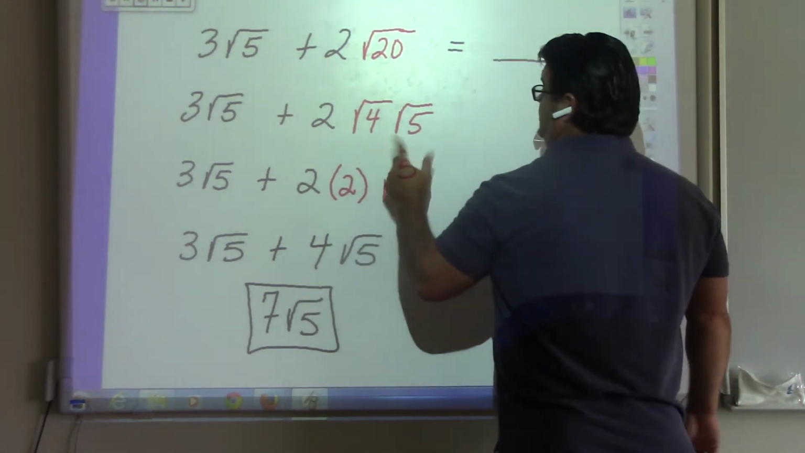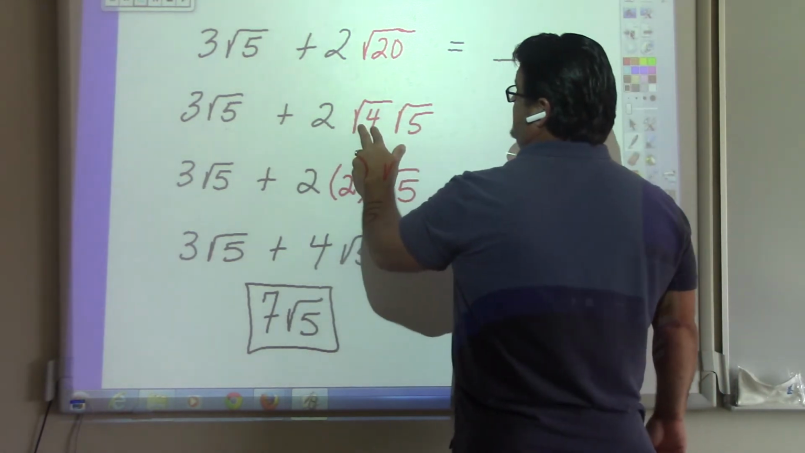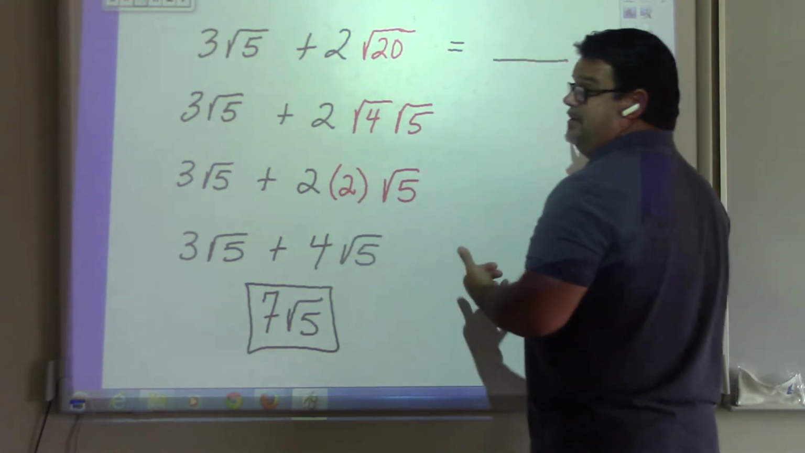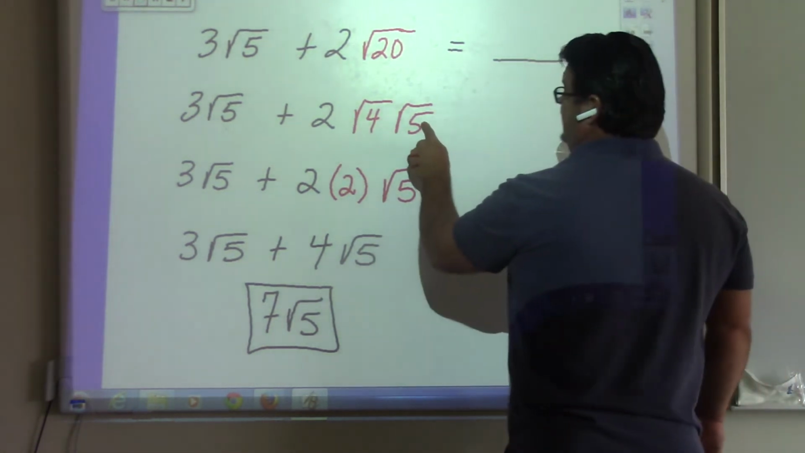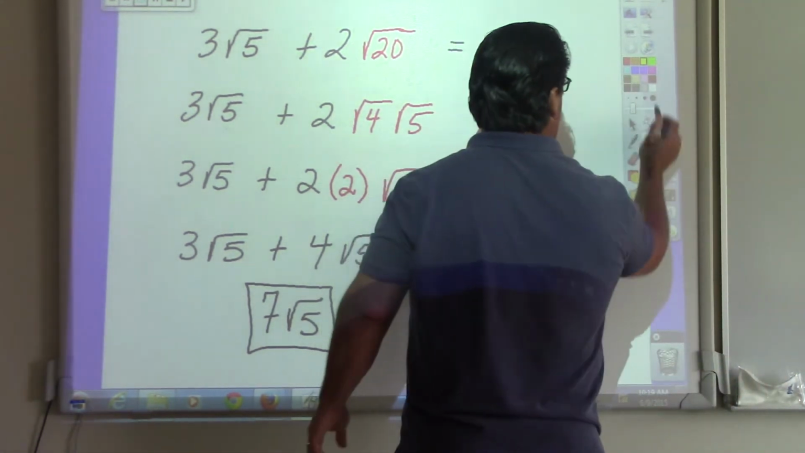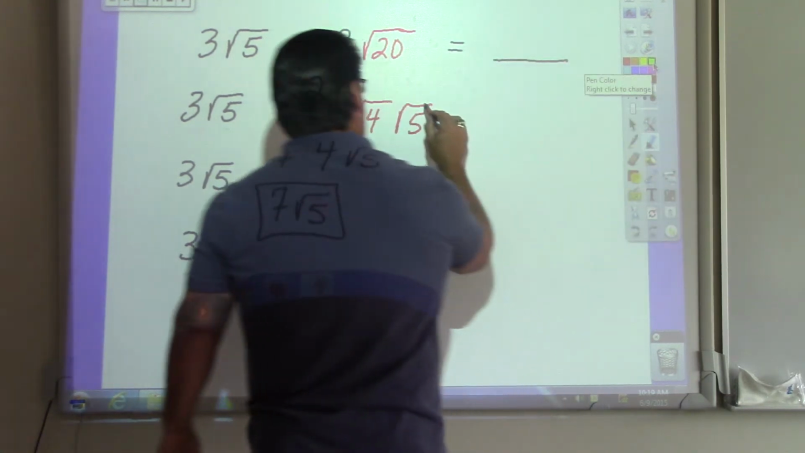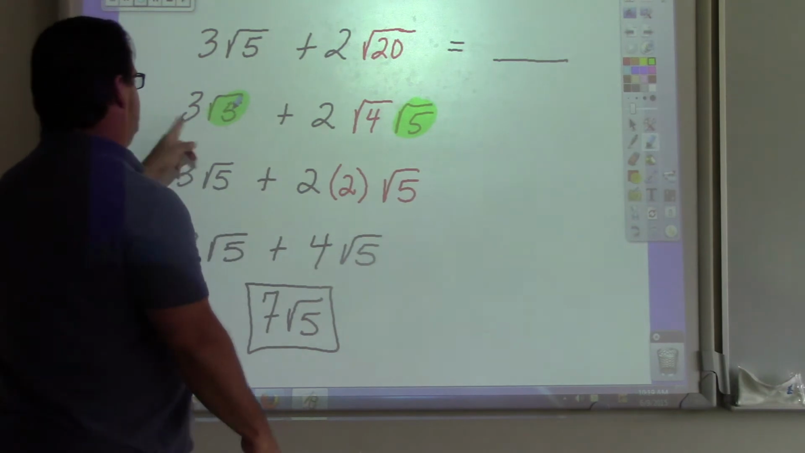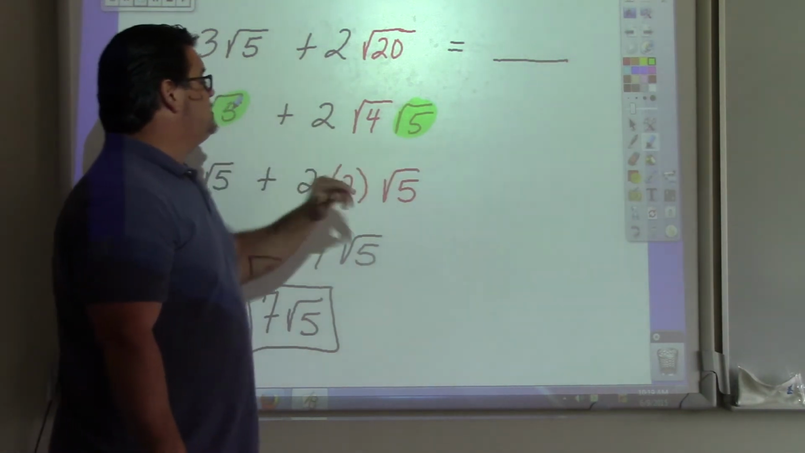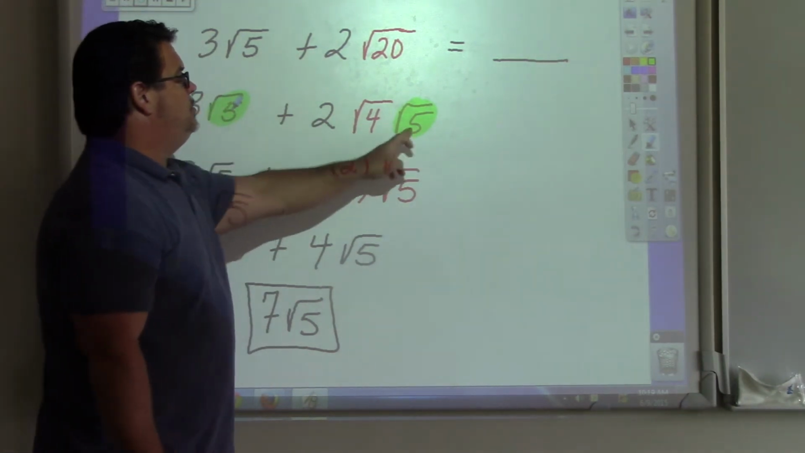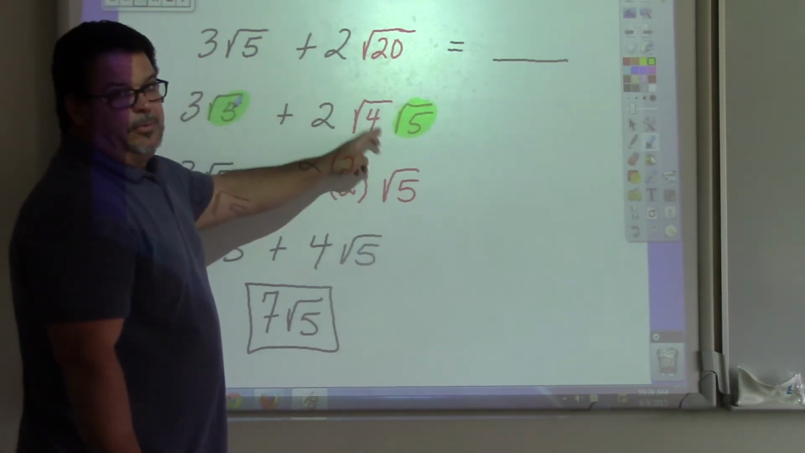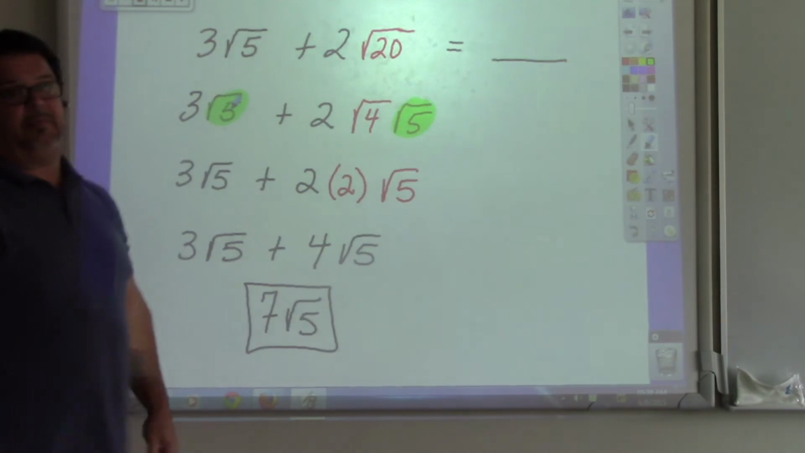Or this could be square root of 16, which is 4. 4 times 2 is 8, and that would be 8 plus 3, which is 11. But the main thing is to get this 5. The most important part is to get like what? Like terms. Just like the x's, 3x plus whatever x. These are like terms, and that's what you're trying to do in the problem. Okay?